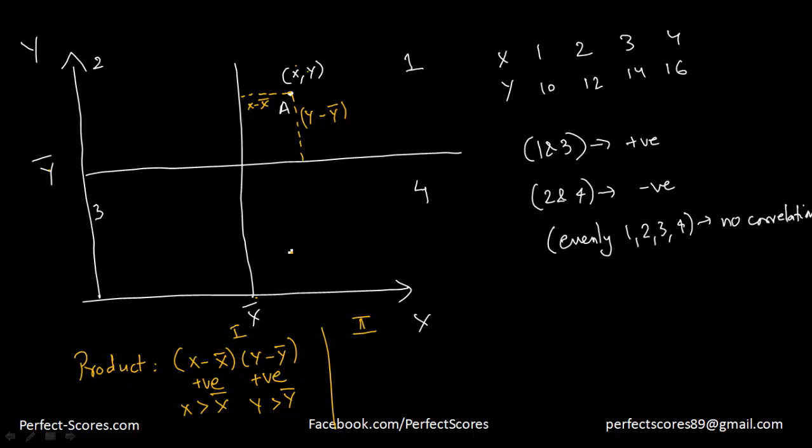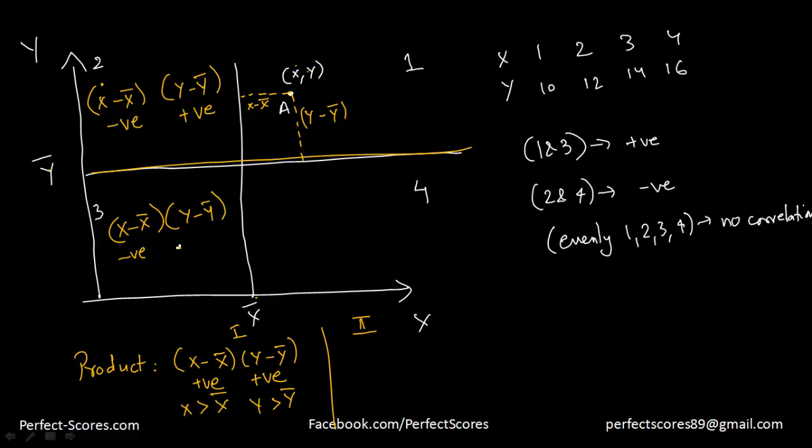If I talk about the second quadrant, let's suppose this quadrant here, x minus x bar is actually going to be negative, as you can see that x is going to be less than x bar, and y minus y bar is actually going to be positive, because y is going to be greater than y bar here. In the third quadrant, x minus x bar is going to be negative again, and y minus y bar will also be negative, because here x is less than x bar and y is less than y bar. In the fourth quadrant, x minus x bar is going to be positive, but y minus y bar is going to be negative.